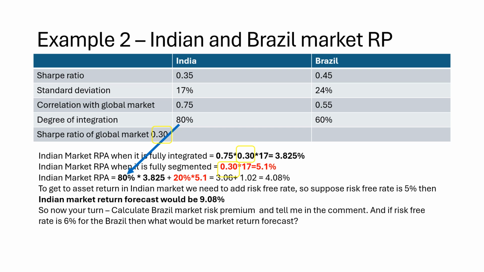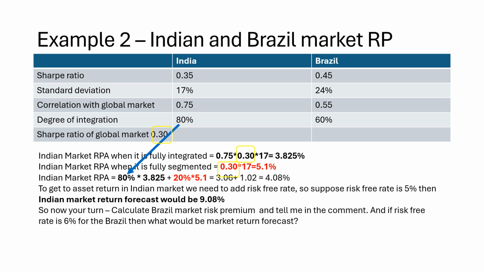Let's say both markets are neither fully integrated nor fully segmented. I have given here the Sharpe ratio, standard deviation, correlation with the global market, degree of integration, and the Sharpe ratio. See, this is all hypothetical data. It's not the real one. So let's calculate. I'm just going to calculate the Indian market RPA, and then you need to do the Brazil market RPA.